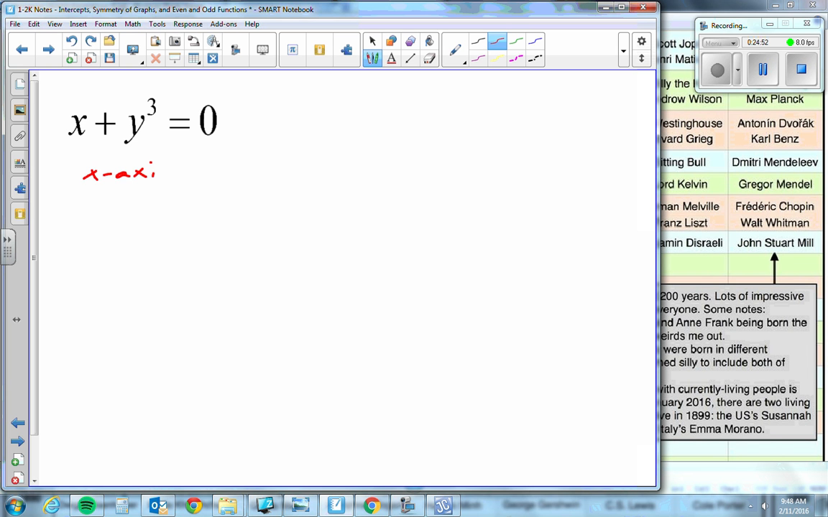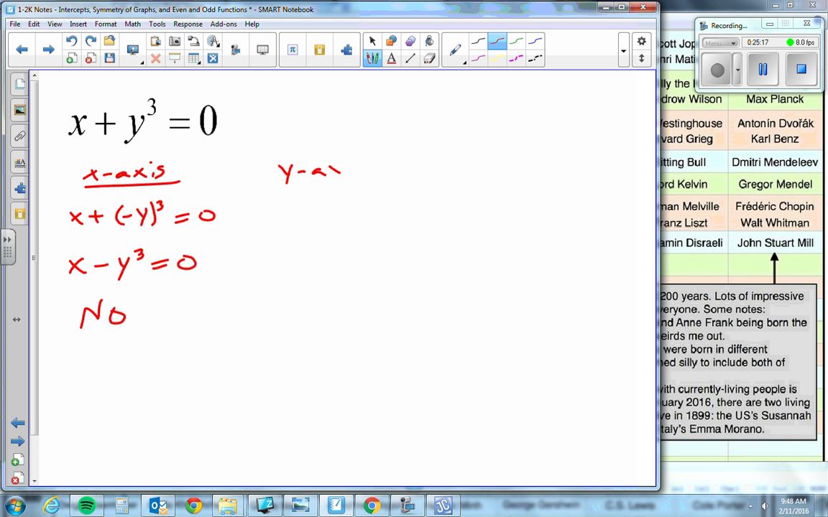X-axis first. For that, I replace what? Y with negative y. Once again, you must show proper notation there. If I don't see parentheses, you don't know what you're doing, and you get it wrong. Now this, when you simplify it, becomes the opposite of y cubed, but it didn't start out that way, so I need to see this set up properly. Does this match the original? No, so it does not have that kind of symmetry.